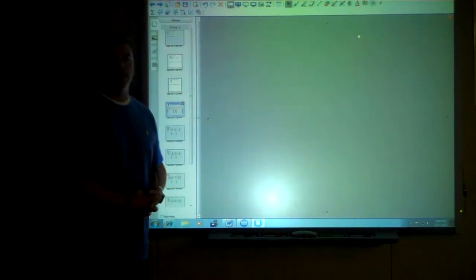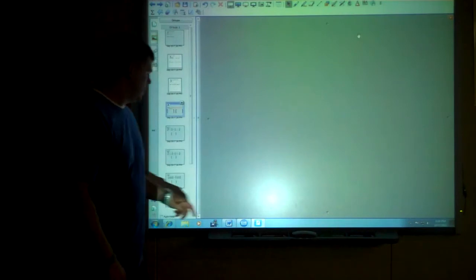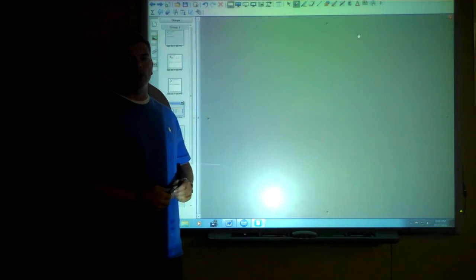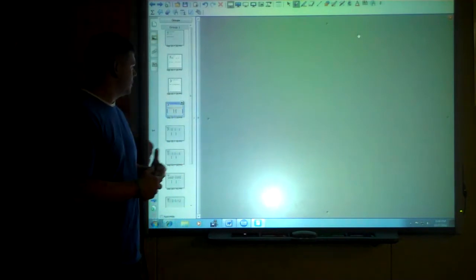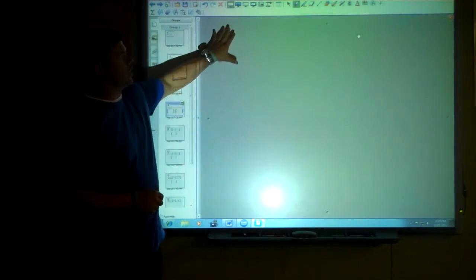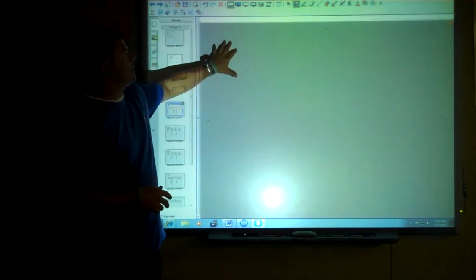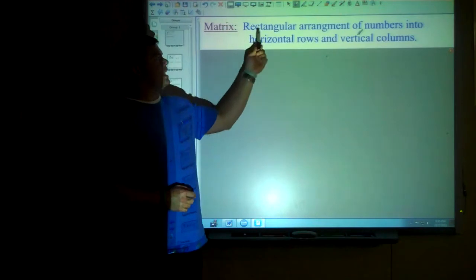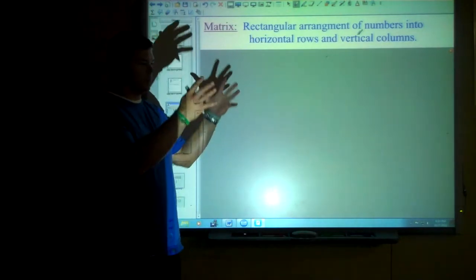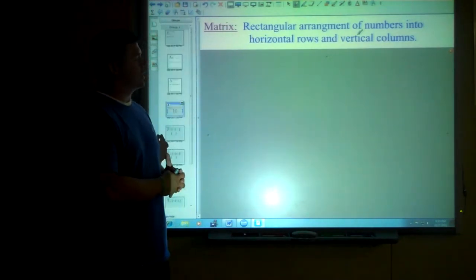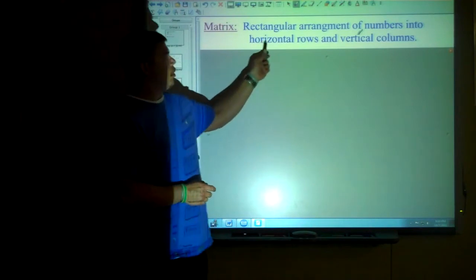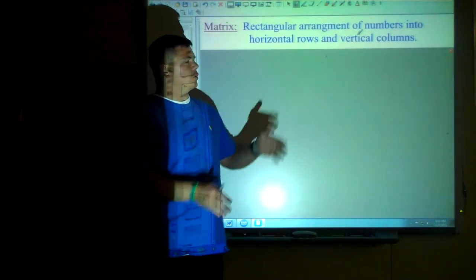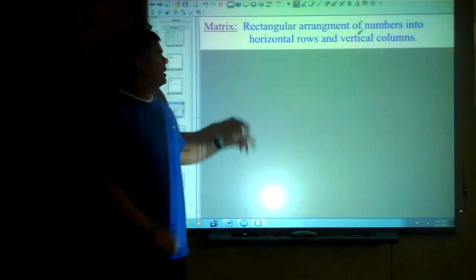Intro Algebra Lesson 2-4A. Now that we've got a fairly strong grasp of adding and subtracting positive and negative numbers and what we can do with those, we're going to introduce the concept of grouping some numbers while we add and subtract them, known as a matrix. A matrix is a rectangular arrangement of numbers into horizontal rows, which go this way, and vertical columns, which go up and down.